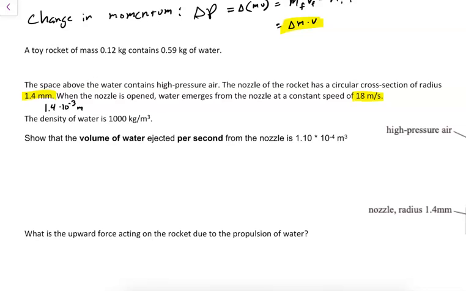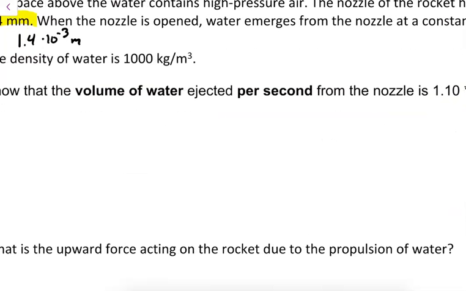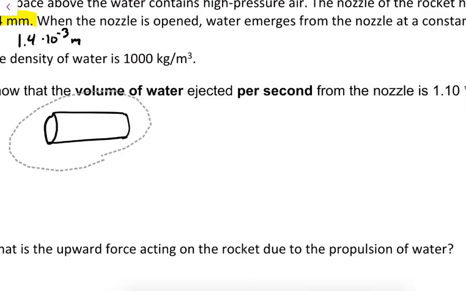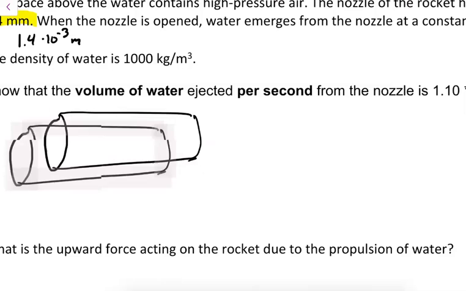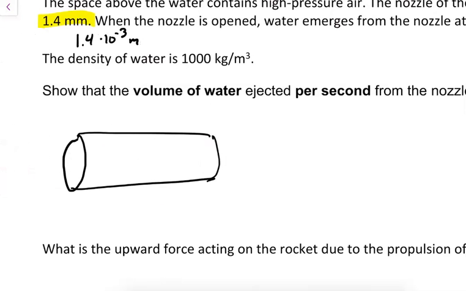So let's see how we can find the volume ejected per second. Well, the volume of water must be coming from the nozzle, and it should look something like this, like if we imagine the water is being shot out like a water gun. So how can we find out how much water is ejected per second? We do know the radius of this cross-sectional area. That's your R right there.